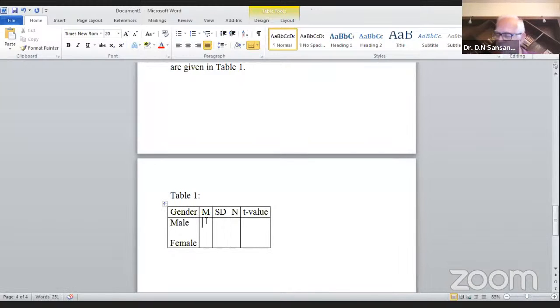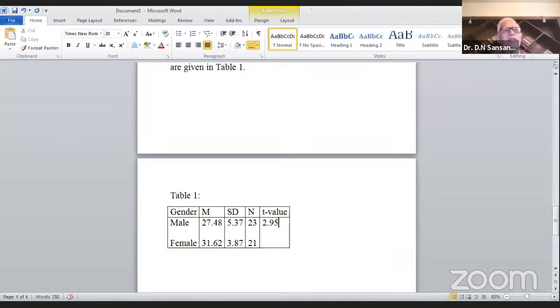And your mean achievement in English score of male is 27.48, of female is 31.62. Your standard deviation in case of male is 5.37, in case of female is 3.87, and your males are 23 and your females are 21, and your t value is 2.95. Now this t value is significant.